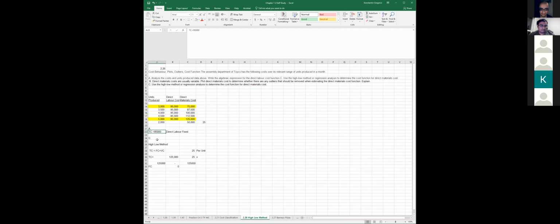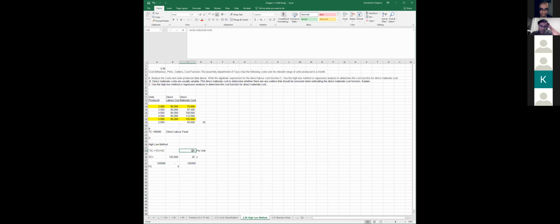and then basically first you're going to calculate your variable cost per unit. In this case, it's $25 per unit. So the formula is right in here. So 7,500 divided by the 3,000, and then A18, which is the 5,000 divided by the A14. So that gets you to $25 per unit. So that's your variable cost.